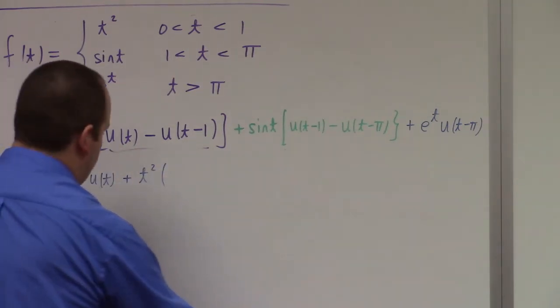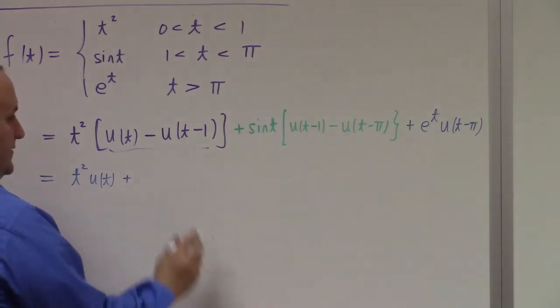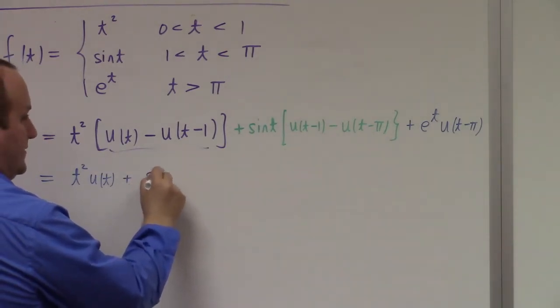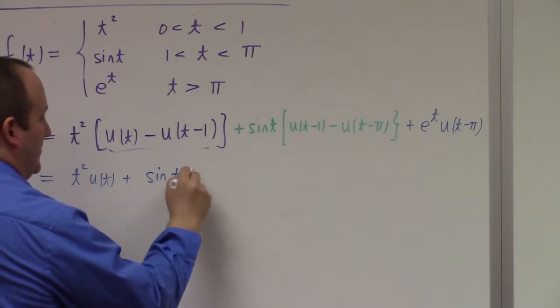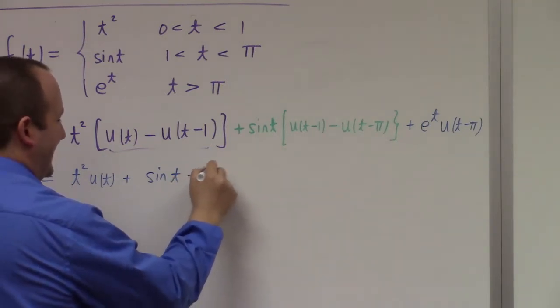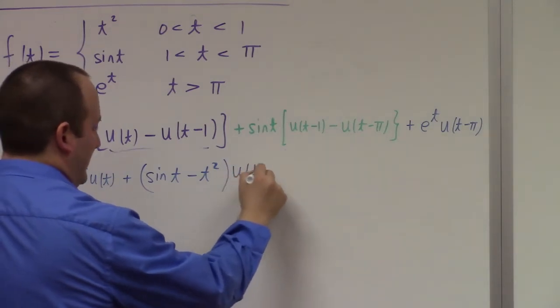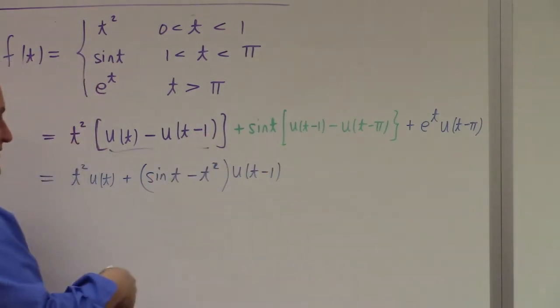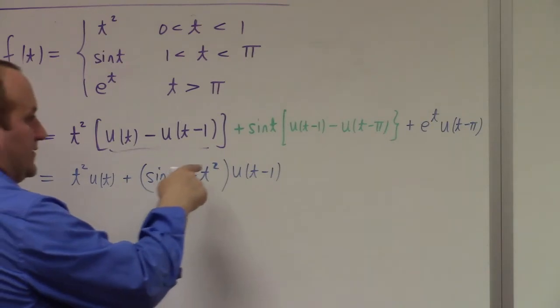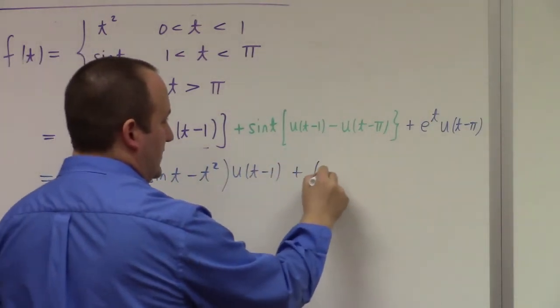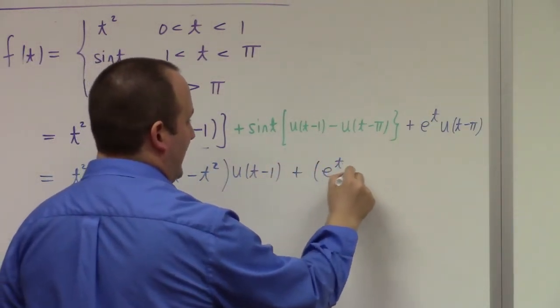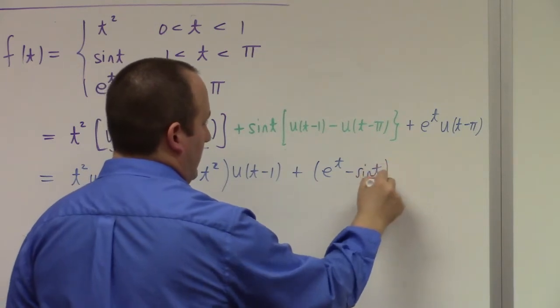I'm sorry. Wrong way of thinking. Sine of t minus t squared. I just like to write the function first and then the unit step function second. It's just a matter of presentation, not a big deal. So then plus e to the t minus sine t, times u of t minus pi.